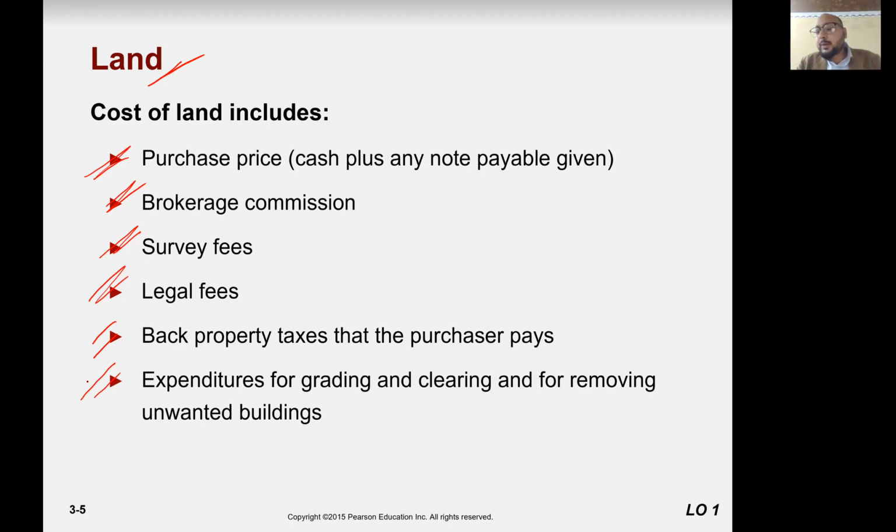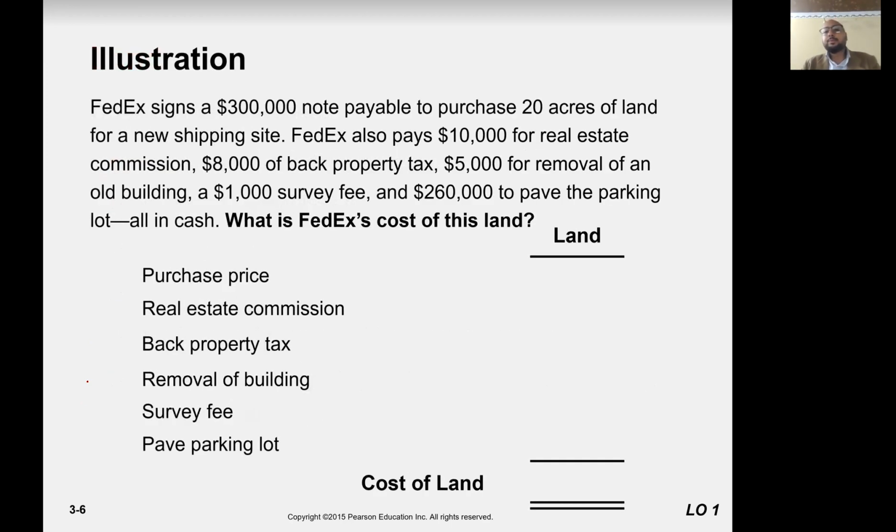All right, until you use it. So any cost that is incurred to prepare that land for your first-time use, everything would be included in the cost of land. All right, so let's just take the illustration here.